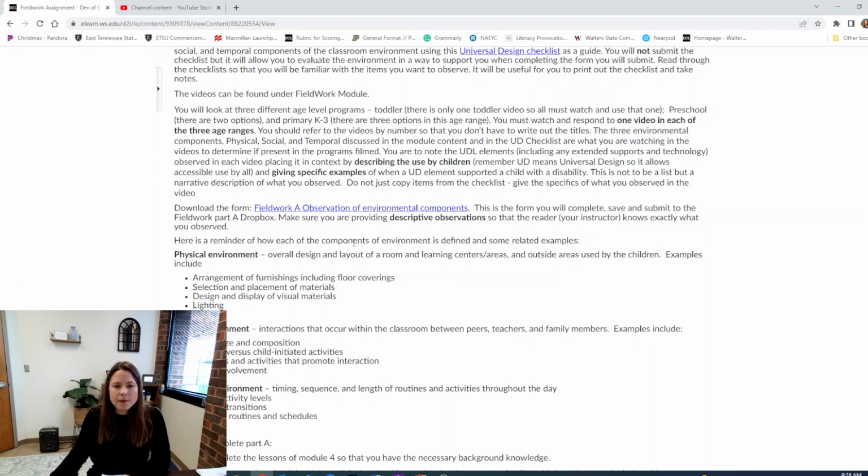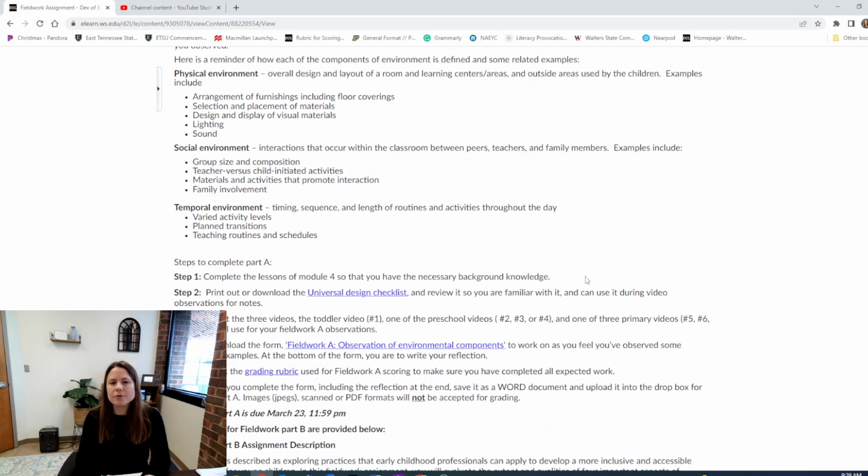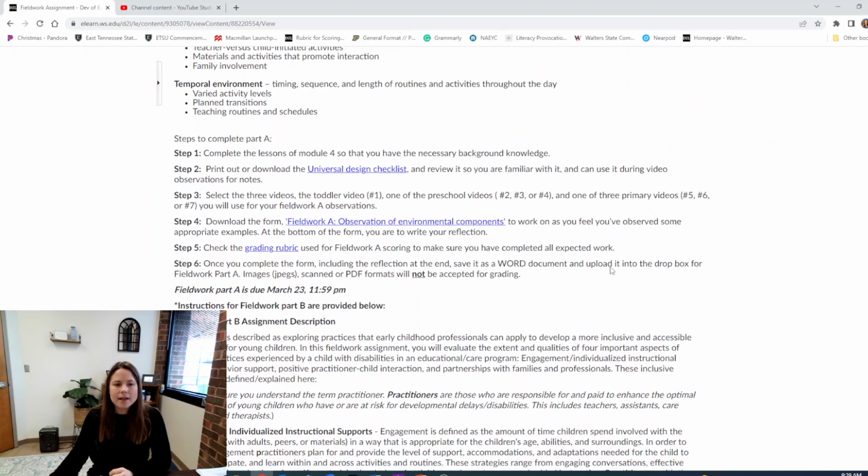Okay, so here's a reminder of the 3 components that are going to be defined and the related examples with it. So physical environment, that's the overall design and layout of the room. So we're thinking about learning centers, we're thinking about areas inside and out, and materials. We're looking at social environment. So these are any interactions between the children and the peers and the teachers and family members. And then we're also looking at the temporal environment. So this is like routines, and how long the activities throughout the day last.